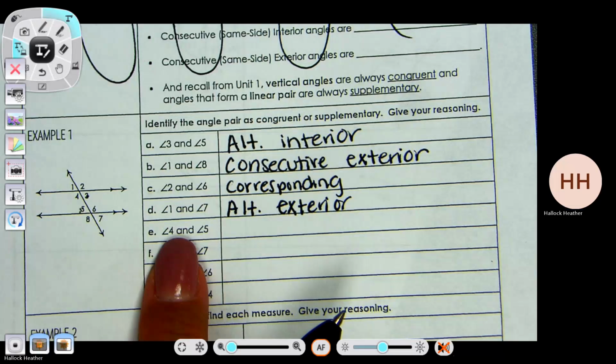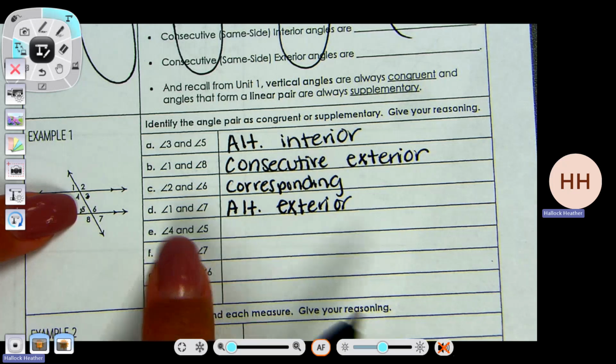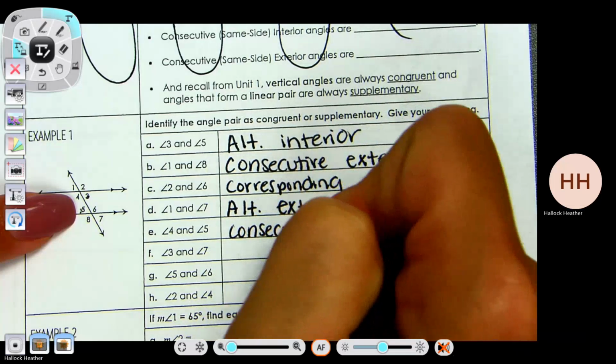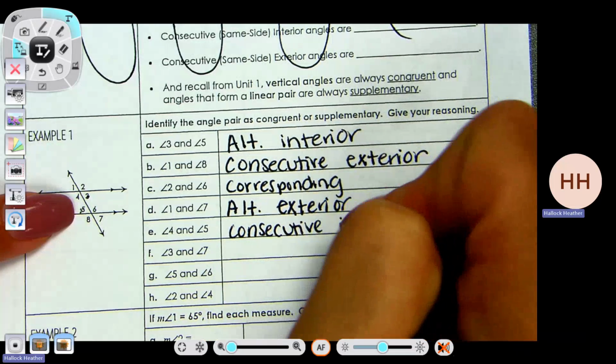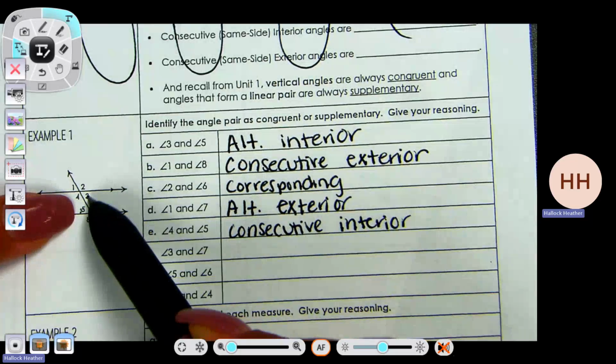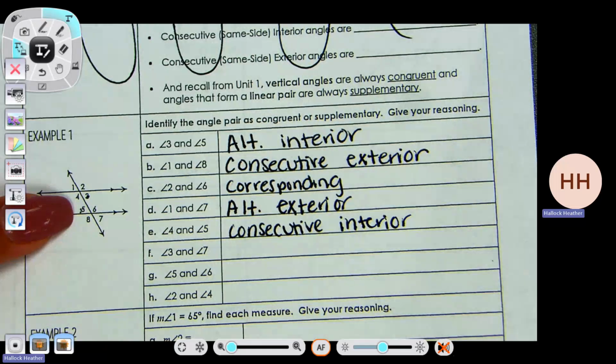4 and 5 are both on the inside. Consecutive interior. They're both on the same side and they're both on the inside. So they're consecutive interior. 3 and 7 are not interior. One's on the inside, one's on the outside. So when one's on the inside, one's on the outside, what is that going to be? Corresponding. They're in the same spot, just slid over.